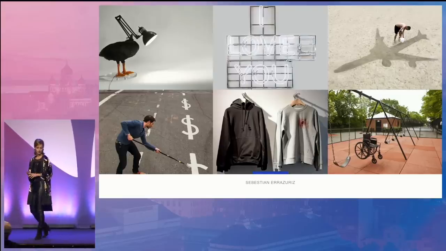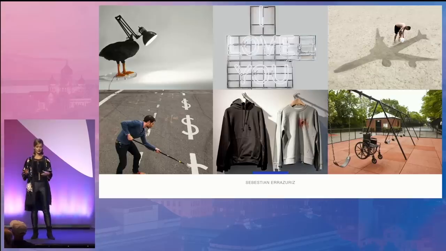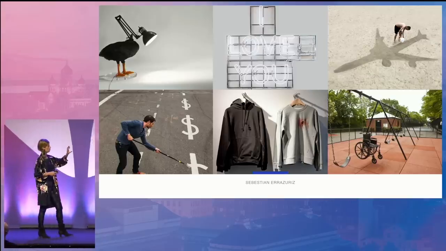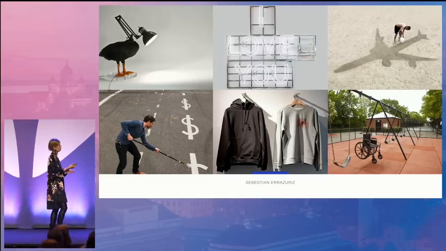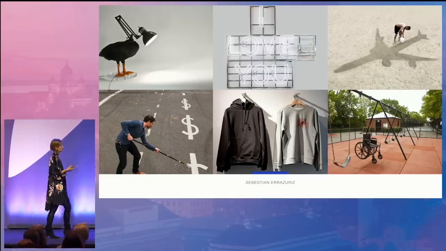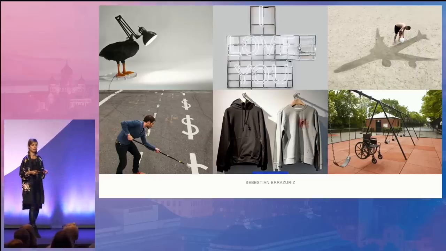Great artist Sebastian Erazurik also used that technique of combining different shocking, provocative ways of representing an object. So it gives you a completely different vision of the same thing, and it actually has a very strong message behind it.